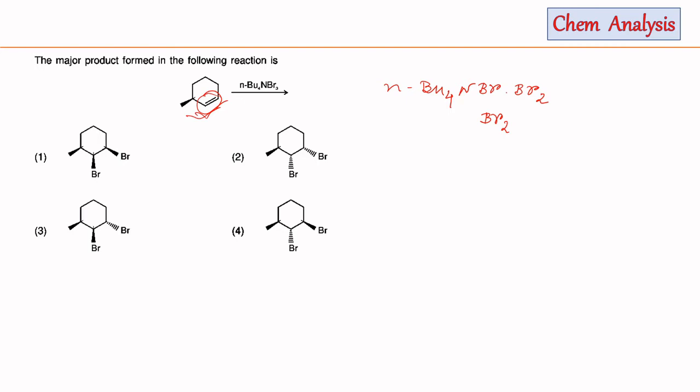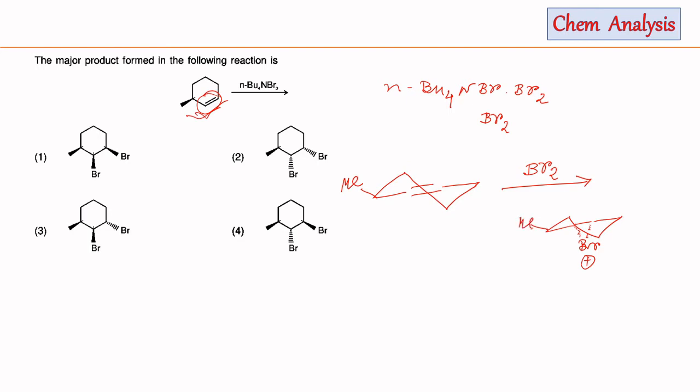Now if we draw this olefin in chair form, then it will look like this, and here will be methyl that is above the plane. Now first there will be addition of bromine, that is, there will be formation of bromonium ion, and that bromonium ion will be formed from below the plane since methyl is above the plane. So the bromonium ion will be this one.